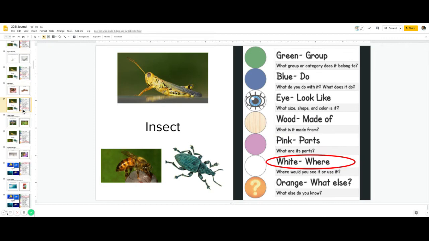All right, next is white. So white is where? Where would we see an insect at? So where are some insects that you have seen? Again, I've given you some examples of maybe there's been one inside your house. Where inside your house did you see it? Or maybe you've seen one outside of your house. Where did you see those insects at? Go ahead and answer the question for white.